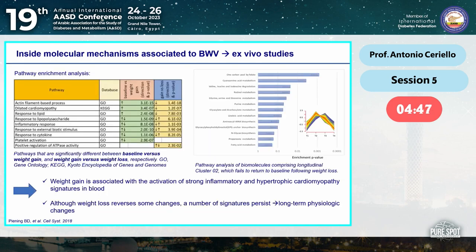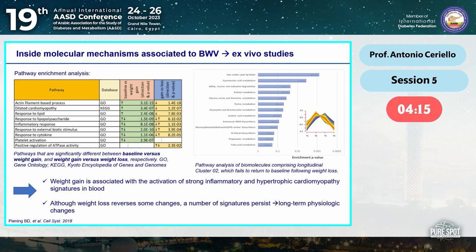And the final effect is, of course, very complex, sorry for the slide, but the result is that weight gain is associated with the activation of a strong inflammatory and hypertrophic cardiomyopathy signature in blood. And then even weight loss reverses some changes, but a number of signatures persist, long-term physiological changes. This is the clue, this is the problem.